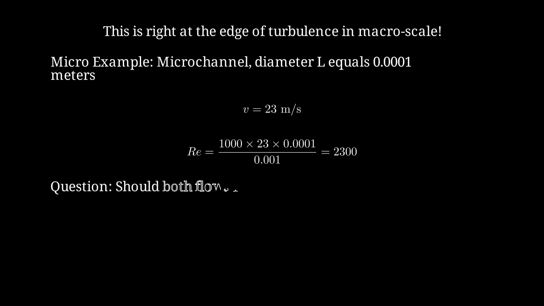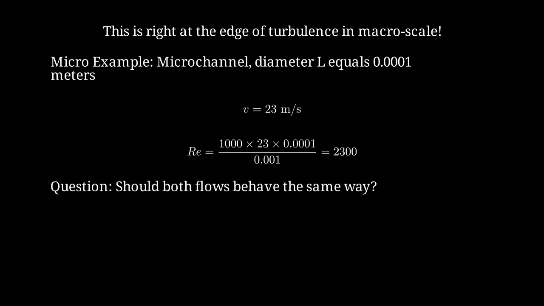Now for our micro example, consider a microchannel with diameter of 0.0001 meters or 100 micrometers. To get the same Reynolds number, we need a velocity of 23 meters per second, which is incredibly fast, about 83 kilometers per hour. The Reynolds number equals 1,000 times 23 times 0.0001 divided by 0.001, which also gives us 2,300.